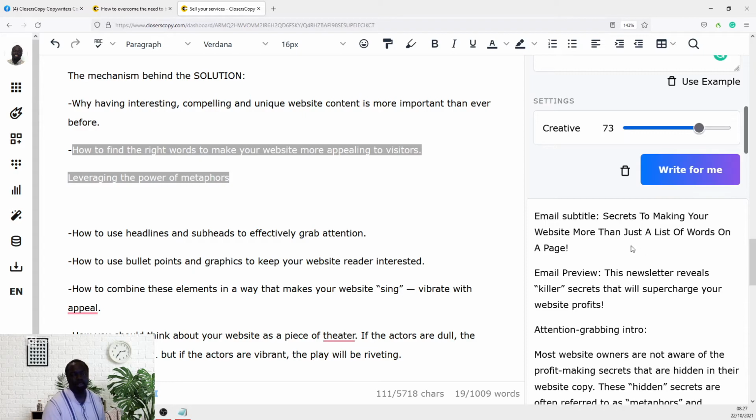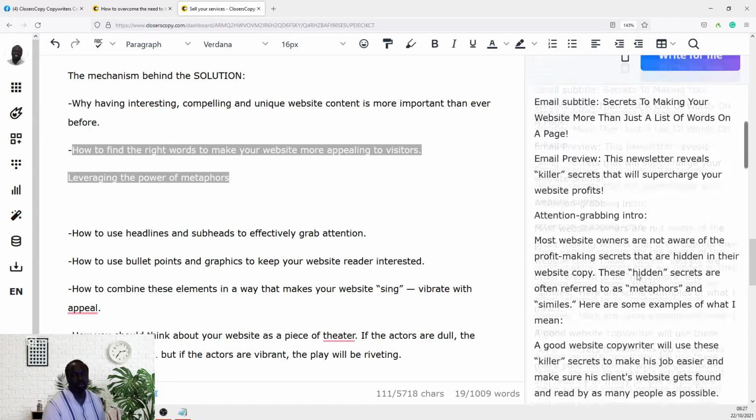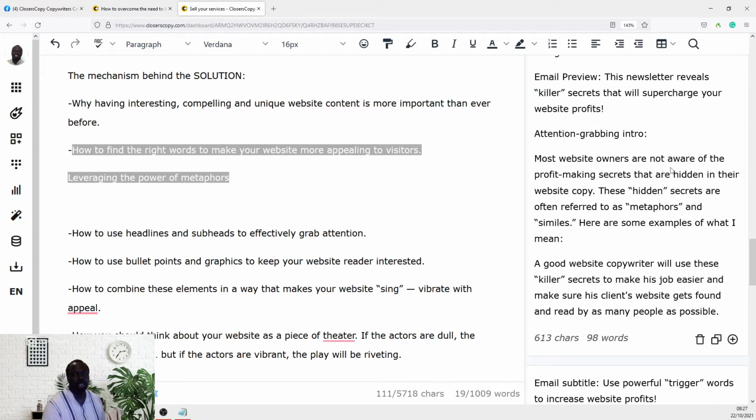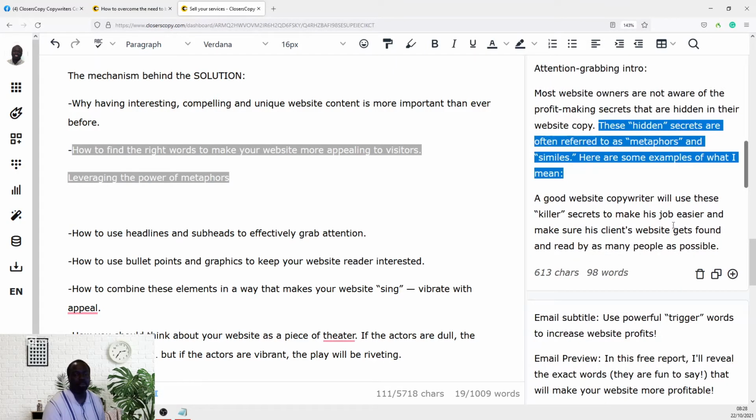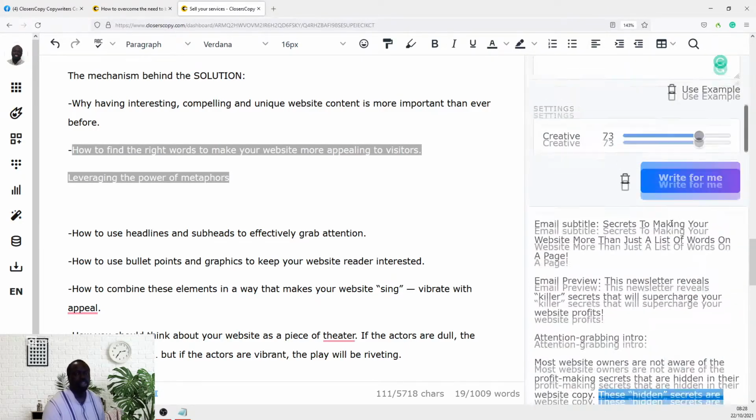So email: the secret to making your website more than just a list of words on a page. This newsletter reveals the killer secret that will supercharge your website profits. Most website owners are not aware of the profit-making secrets that are hidden in their website copy. These hidden secrets are often referred to as metaphors and similes. Here are some examples of what I mean. So you get the idea.